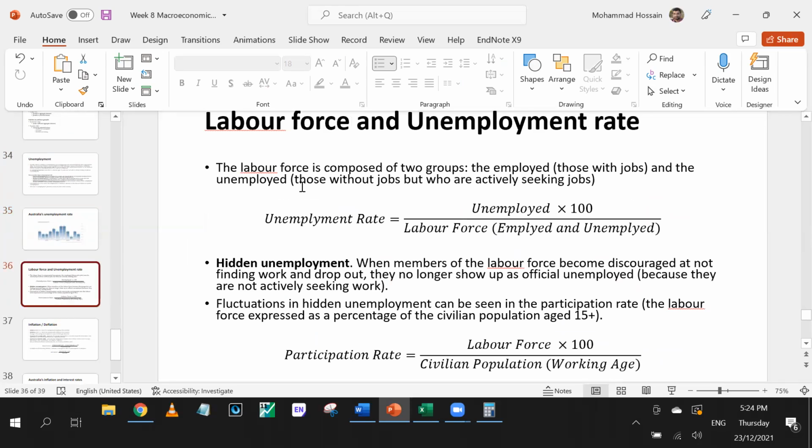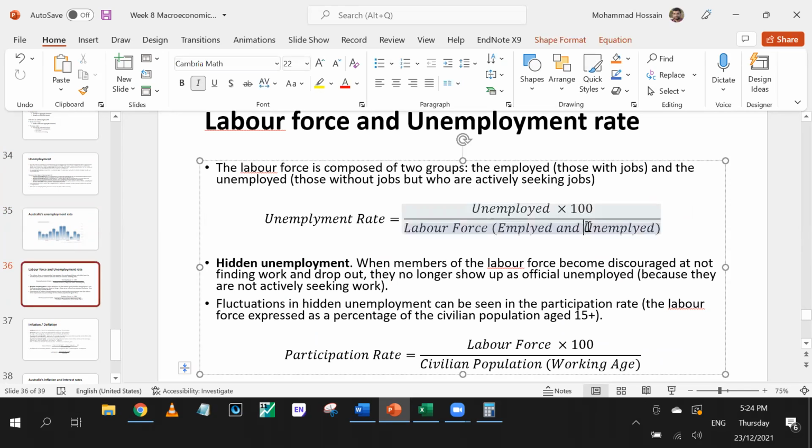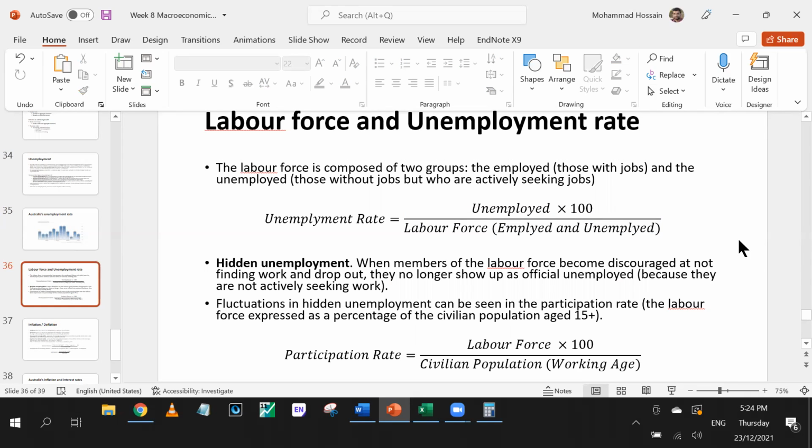So this is the thing, how do we calculate the unemployment rate? We calculate the unemployment rate by unemployed people divided by labor force. Labor force means people who are employed and unemployed both. People who are below 15 years are not part of the labor force. People who are over 65, okay, I'm talking about the ILO, International Labour Organization's definition, we do not consider them as a part of the labor force. They are not a part of the labor force because they cannot work. That's what we mean. Okay.